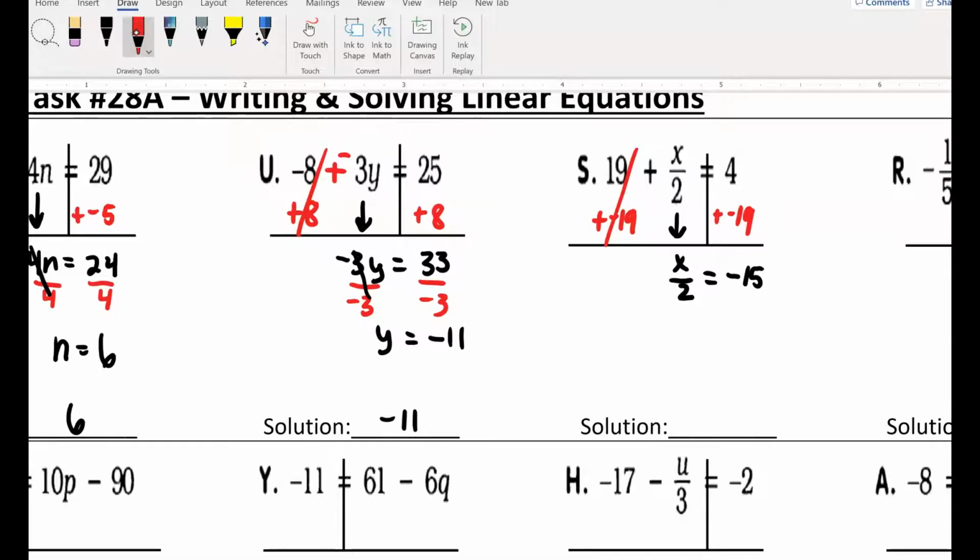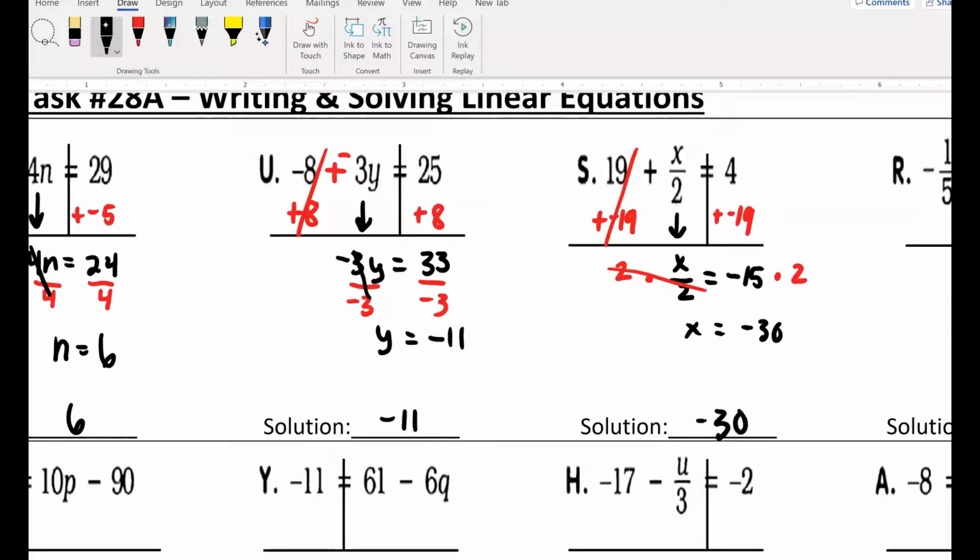Now this time I see division, so I'm going to multiply. You might be saying, well, 2 times 2 is not 1, Mr. Mason. You're right, because it's 2 times x, which is 2x divided by 2, which is 1. So those cancel out. I've got x is equal to negative 30.